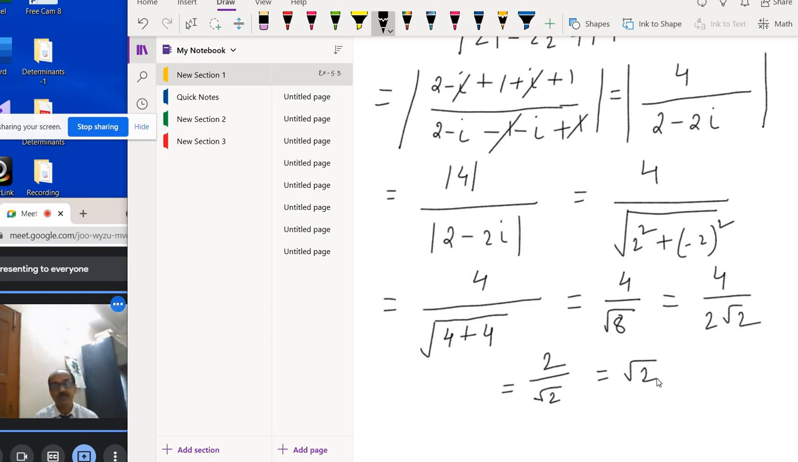Okay, yes sir, this is the answer. Question is find the value of this. Root 2 is the answer. Yes, sir, see, understood or not? Yes, understood.